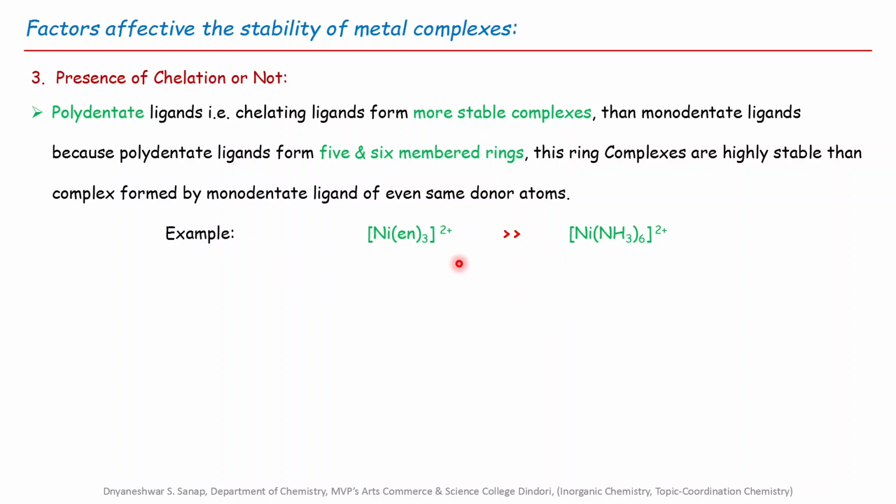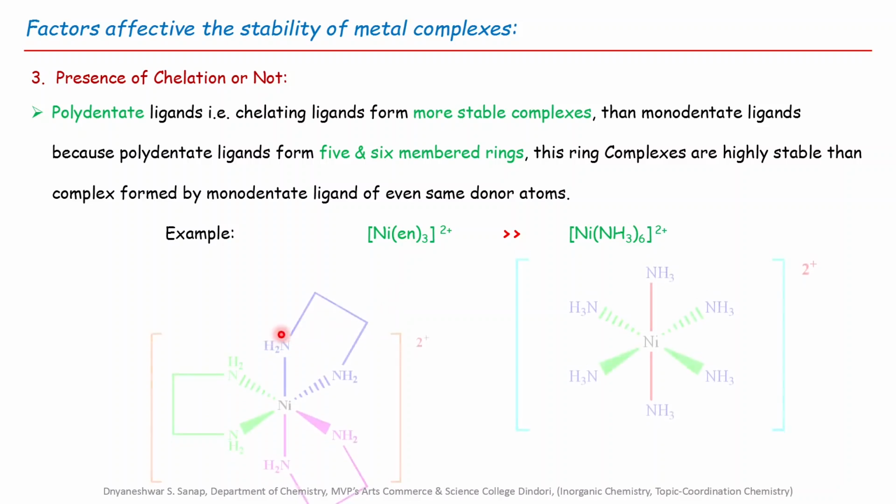Here, for both complex ions, the metal ion is nickel 2+, and the ligand for the first one is ethylenediamine and for the second one is ammonia molecule. The common feature between these two ligands is that the donor atom is nitrogen. That means both complexes have maximum similarity, that is the metal atom as well as the donor atom. Let us see the actual structures.